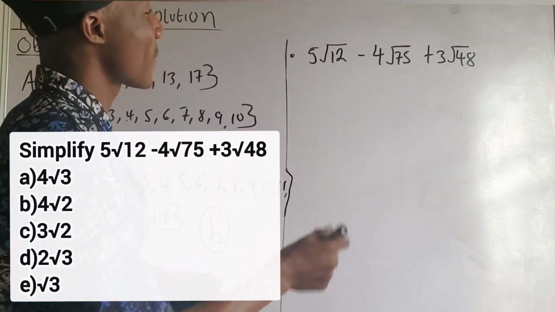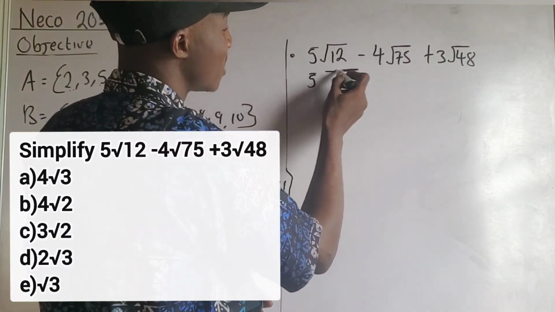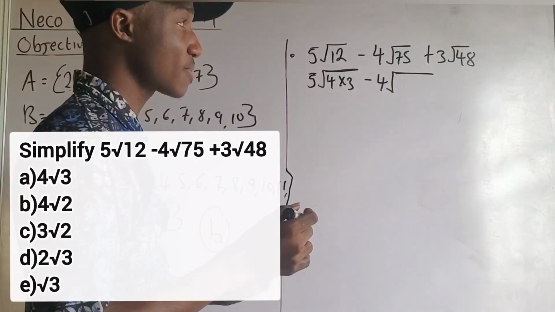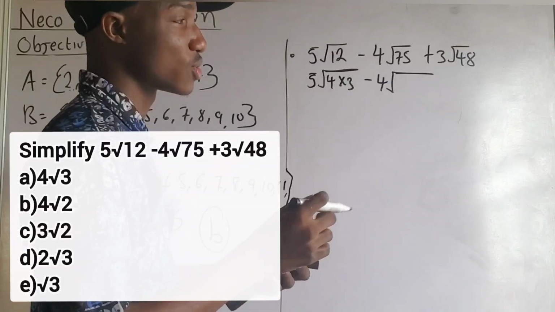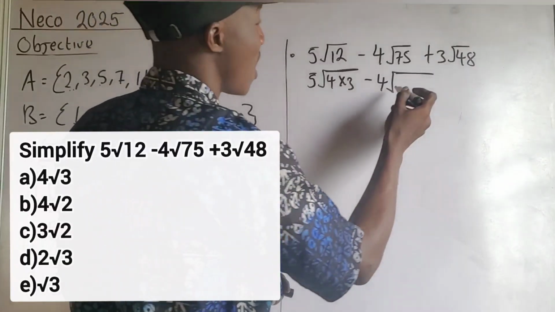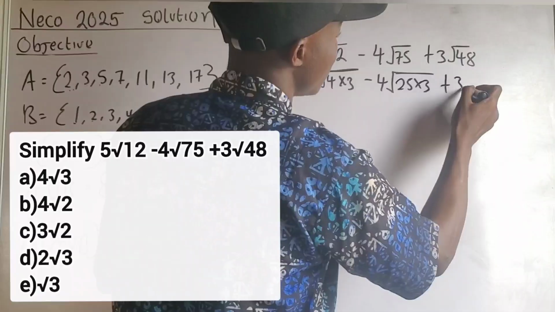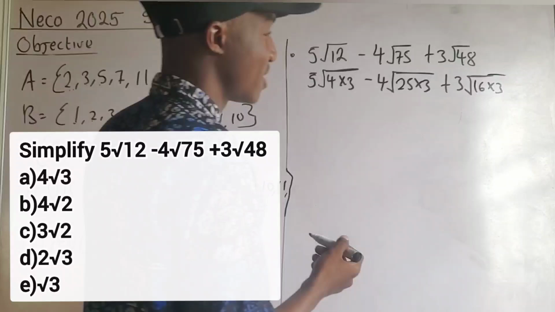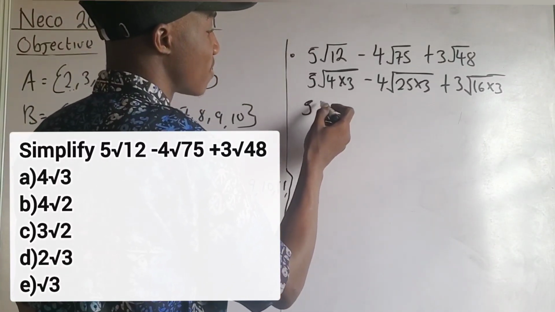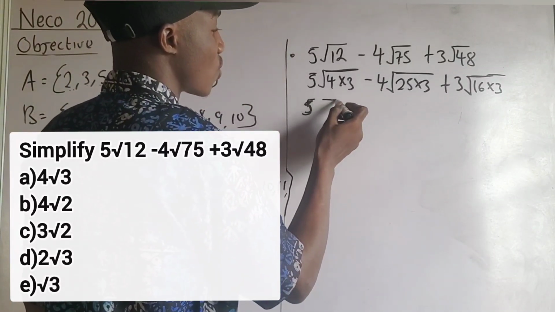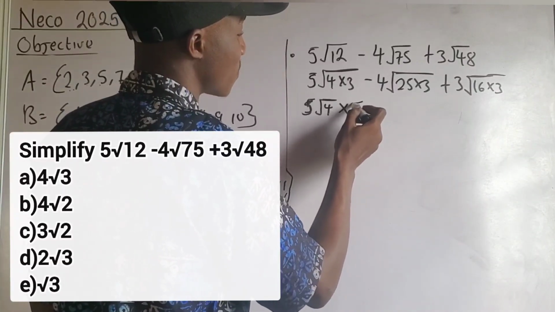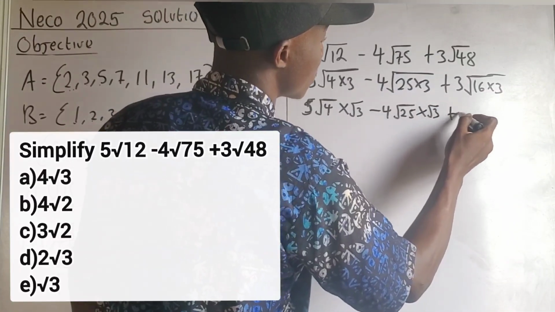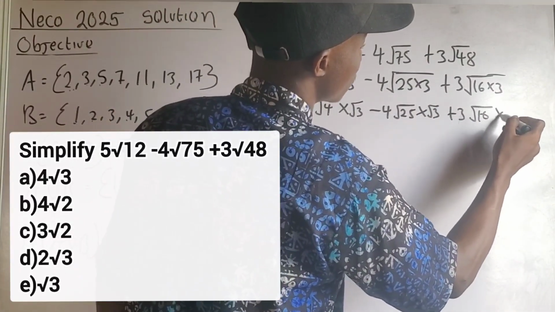Okay? Now, for this one, 12 can be written as 4 times 3. So I'm going to have root of 4 times 3 minus 4 multiplied by, now 75 can be written as 25 times 3. You understand? So I'm going to have 25 times 3. Then 48 can be written as 16 times 3. So I'm going to have 16 times 3. Do you understand? Okay. For this, I'm going to have 5 multiplied by square root of 4 times square root of 3 minus 4 multiplied by square root of 25 times square root of 3 plus 3 multiplied by square root of 16 times square root of 3.